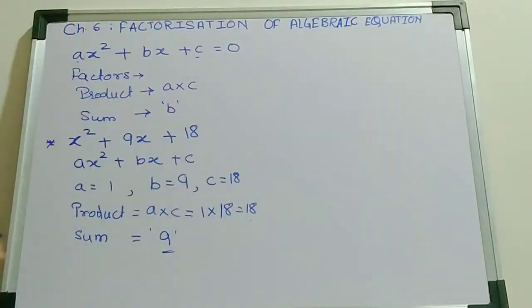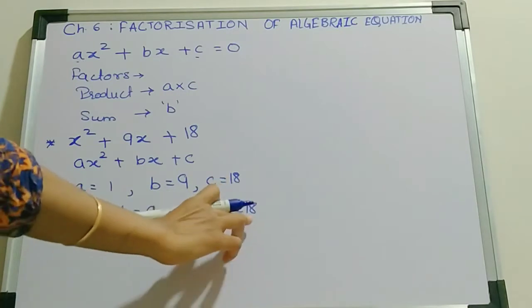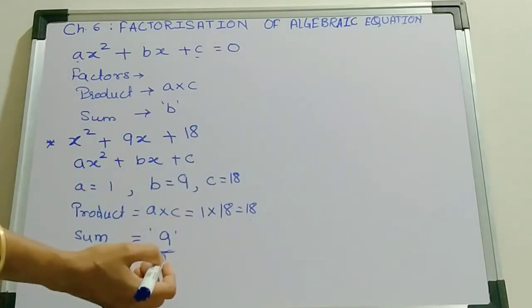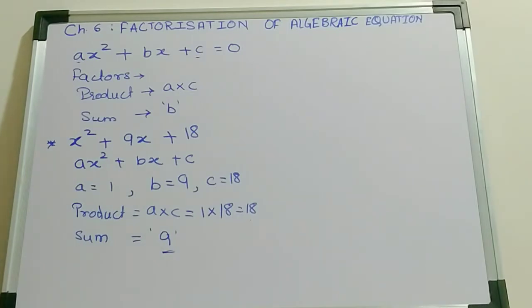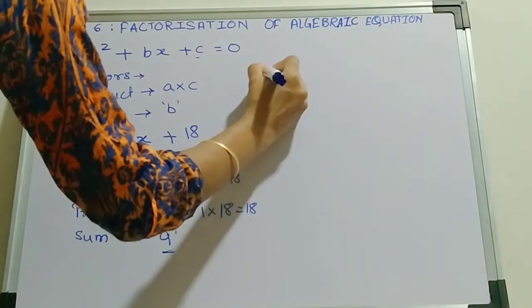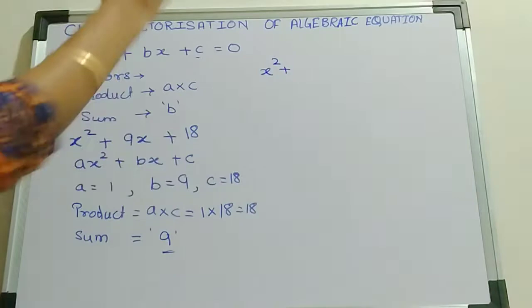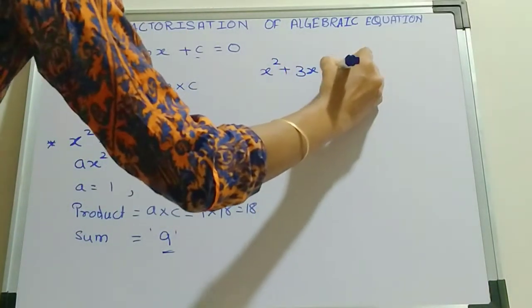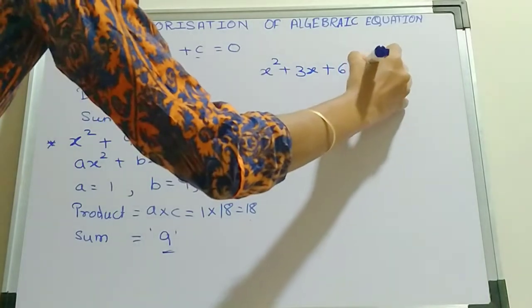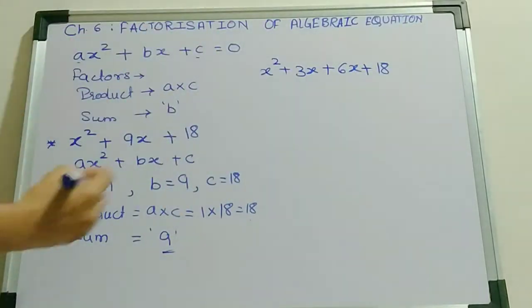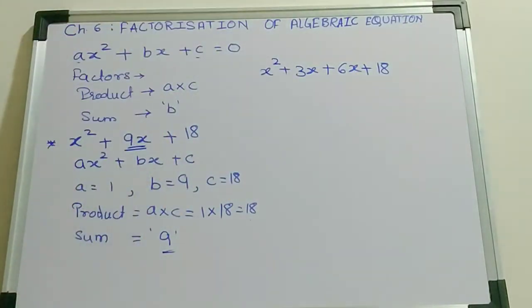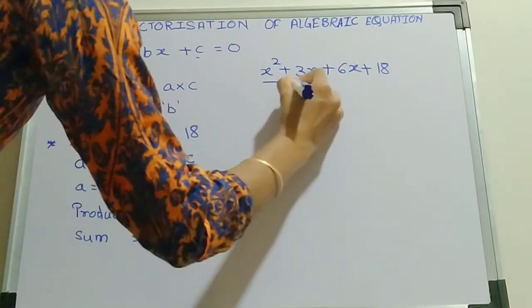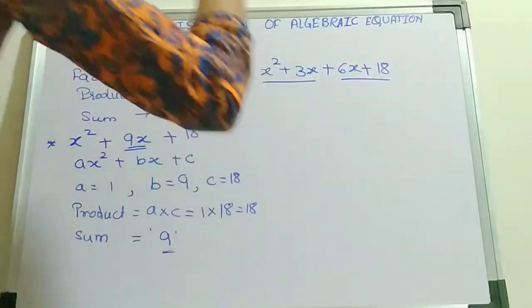Okay, you understand how to find out the product, how to find out the factors for 18, and the same values will give the sum as 9. So I will write down x square, my product value was 3x plus 6x plus 18. Correct? Instead of 9x, I will write down the factors. Now after this writing, you will just make two groups.